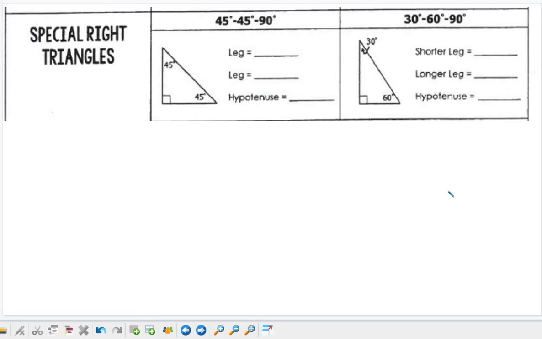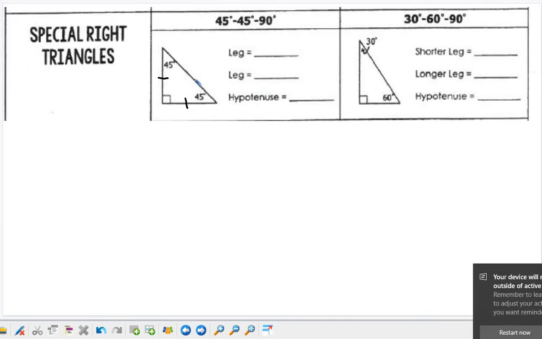Something else that you learn about in geometry is special right triangles. So they have a very special relationship. So the first is a 45, 45, 90. So remember, in a 45, 45, 90, you have two sides that measure the same and then the hypotenuse.